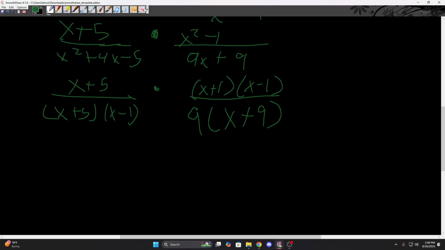Well, wait. I just realized what I did wrong. Okay. I got it right on my paper, though. So here you would have 9 times x plus 1. Now you cancel out. And you would have x minus 1, x minus 1, and then here you have x plus 1 and x plus 1. That leaves you with over 9.